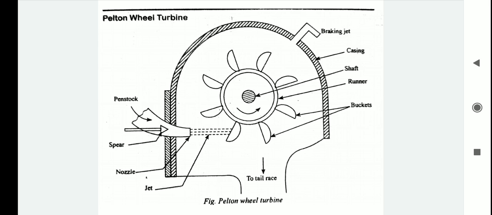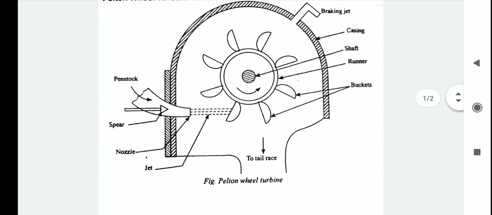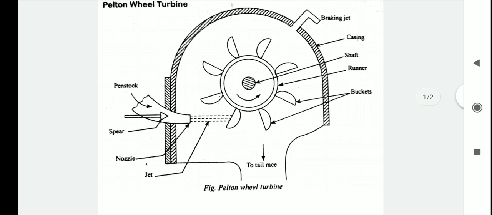Next we move on to efficiencies. There are four efficiencies here: hydraulic efficiency, volumetric efficiency, mechanical efficiency, and overall efficiency. The first one is the hydraulic efficiency. It is the ratio of power developed by the runner to the water power available at the inlet of the turbine. It is given by eta H is equal to H minus HF divided by H, where H is the effective head at the inlet of the turbine.